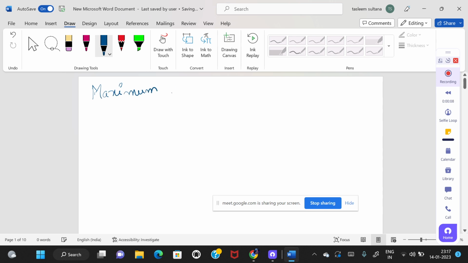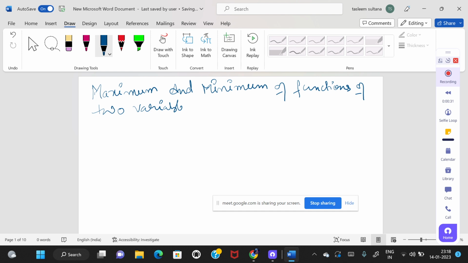Maximum and minimum of functions of two variables. First, you take the steps for how we are going to solve this type of problem.